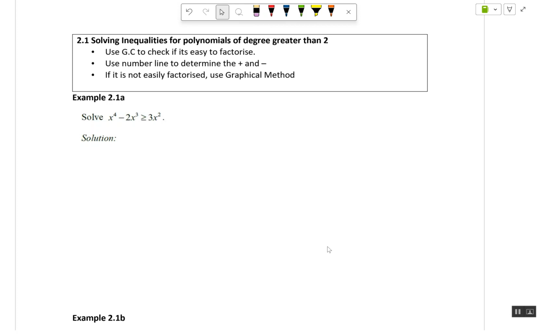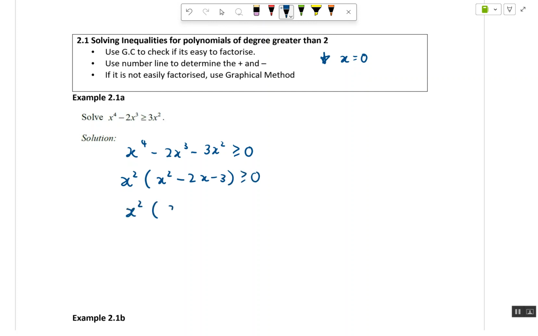So this is a question where if the root is x equals 0, it's going to affect the whole plus minus plus very much. Be careful, beware of when x equals 0. So in this case, for example, x power 4 minus 2x cubed minus 3x squared greater equals to 0. You can factorize out x squared, you'll have x squared minus 2x minus 3. This should be easy to factorize. x squared, x minus 3, x plus 1, greater equals to 0.